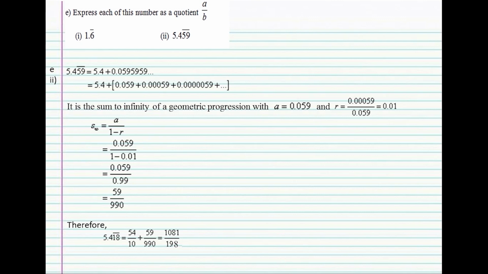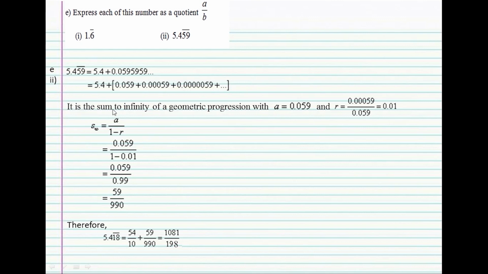E2, convert the decimal number 5.4 with 59 repeating. The bar on the top here shows that the 59 will be repeating, 595959 and so on. So we have to convert this decimal number into a quotient, a over b. We do the same thing as in part 1. We have to make it in terms of a geometric series. So 5.4, take it out, plus the series beginning with 0.059 for the first term, and then 0.00059, because the 5 and 9 are repeating, and then we continue to infinity.